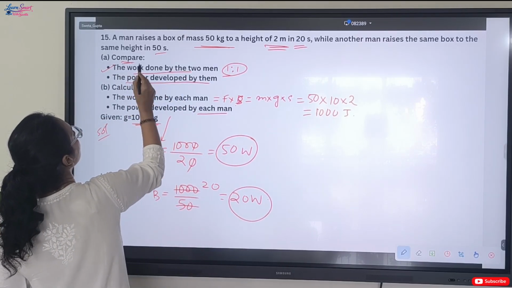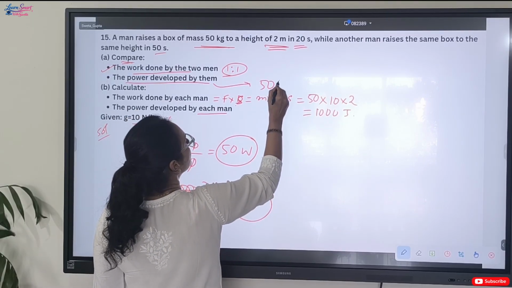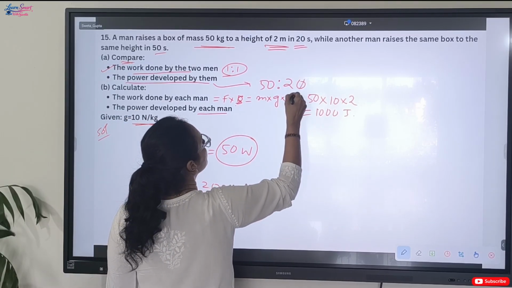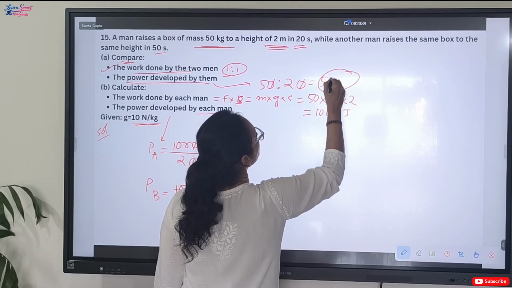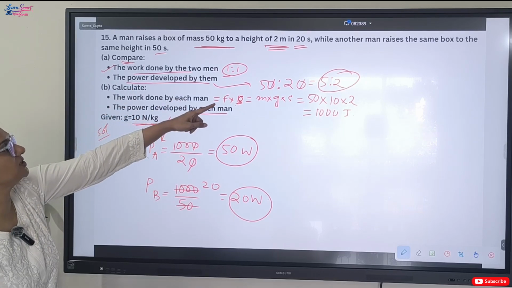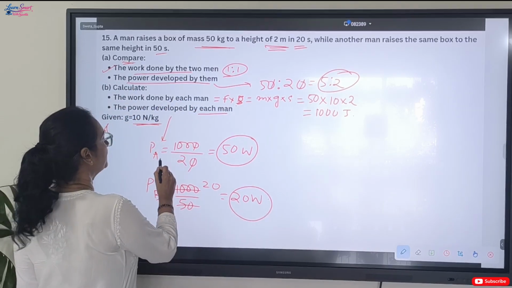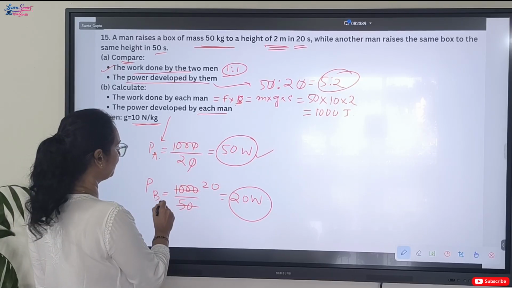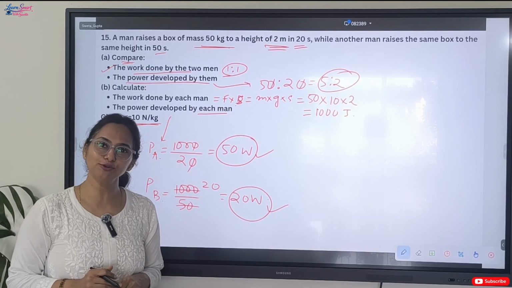So power developed by each man, one is 50 watt, another is 20 watt, and we also had to compare their powers. So when you compare, what you can do? 50:20, which means you will get 5:2. So this is the power developed by them, 5:2 ratio. And if you have to calculate the value, we will get power of A is 50 watt and the power of B is 20 watt. I hope the question is clear to you.